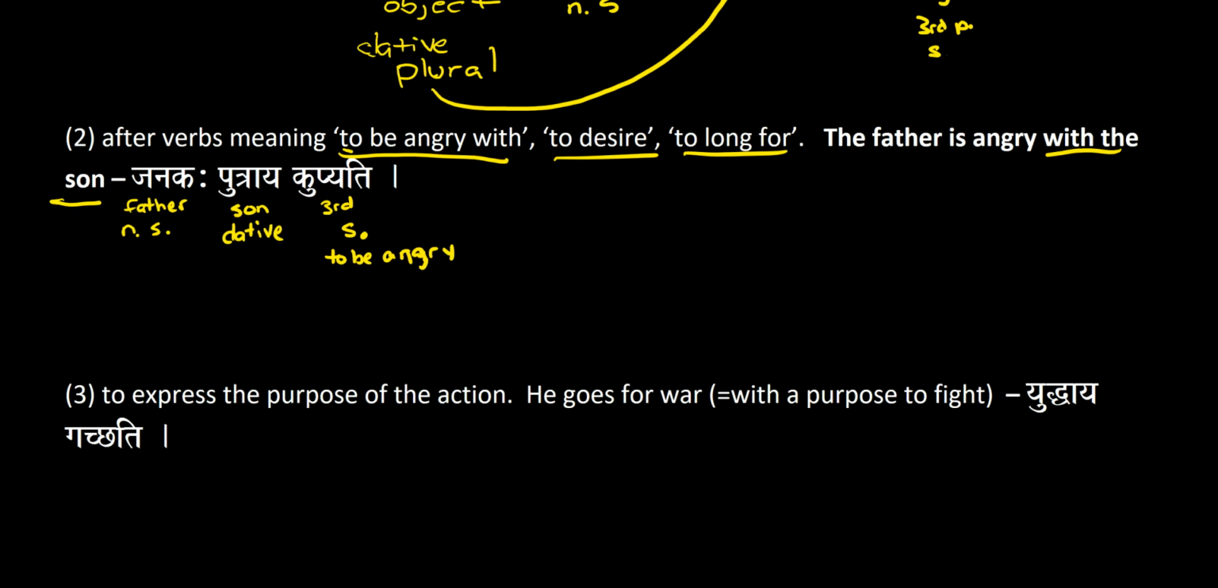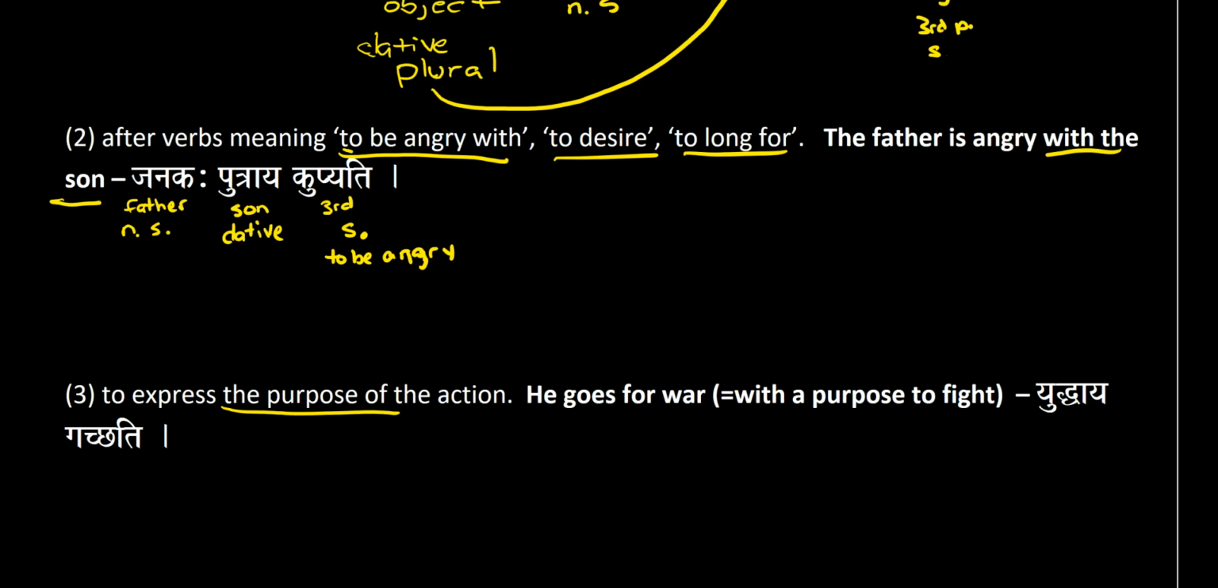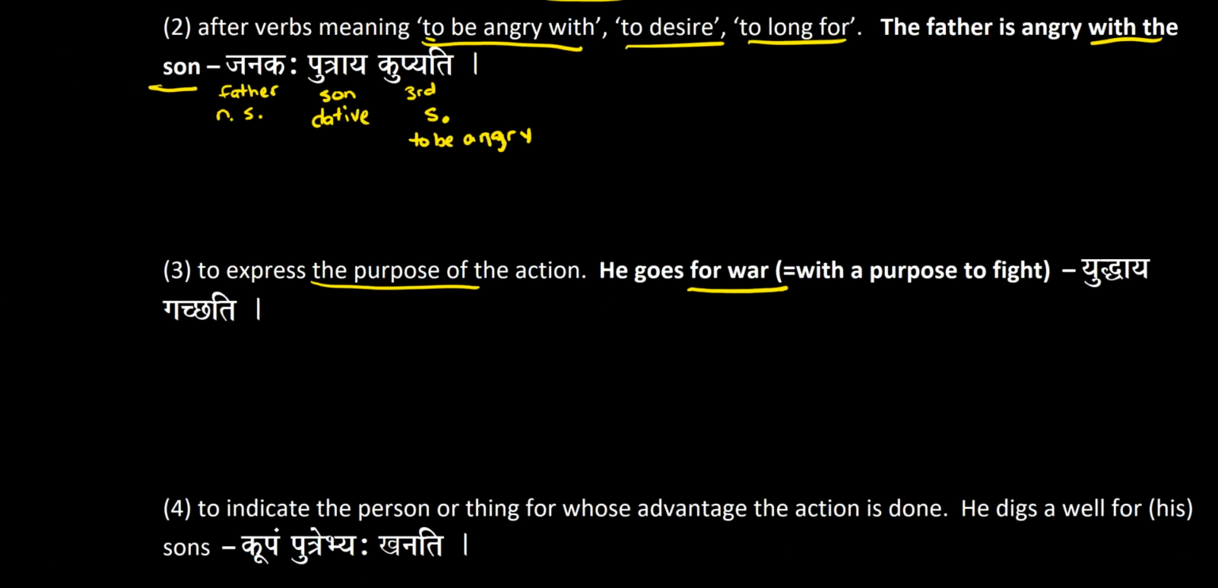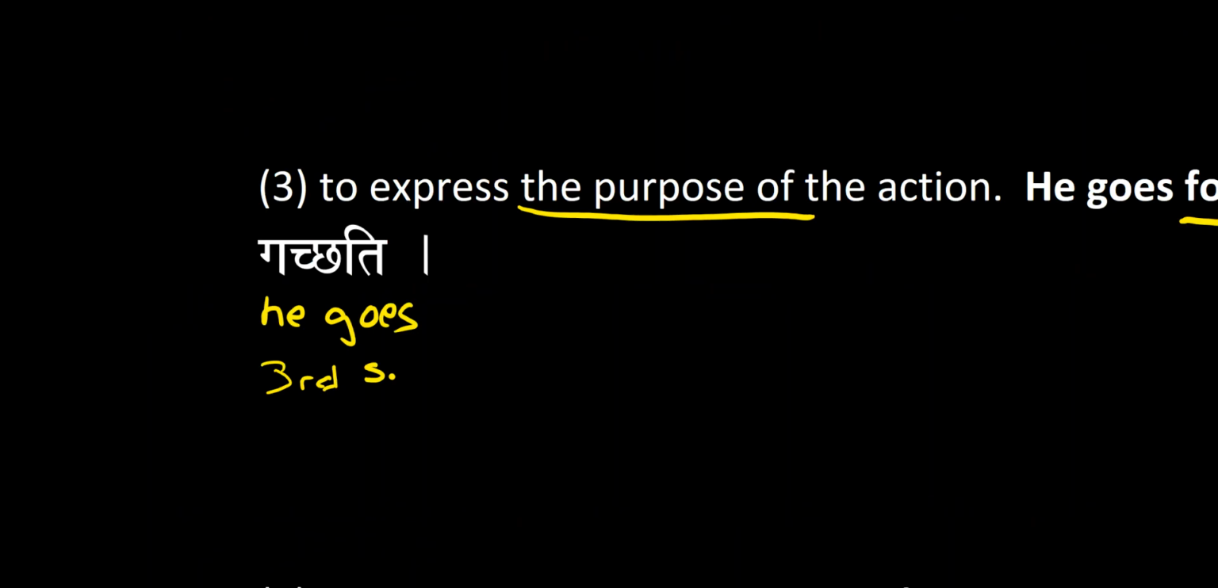The next way the dative case is used is to express the purpose of the action. Our example sentence here is, he goes for war. So the war is the purpose. He goes with the purpose to fight. So for war is going to be in our dative case. So we have Yudhaya gachati. He goes is gachati. That is third person singular.